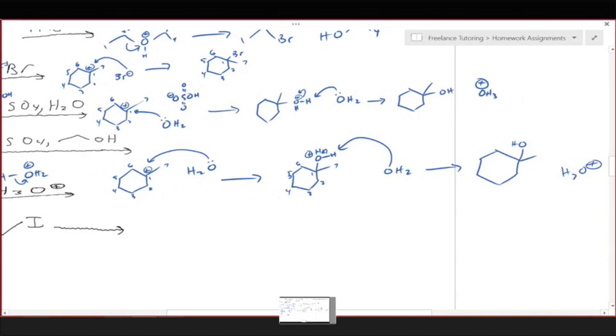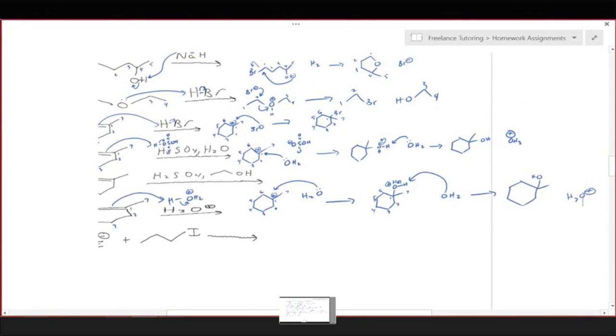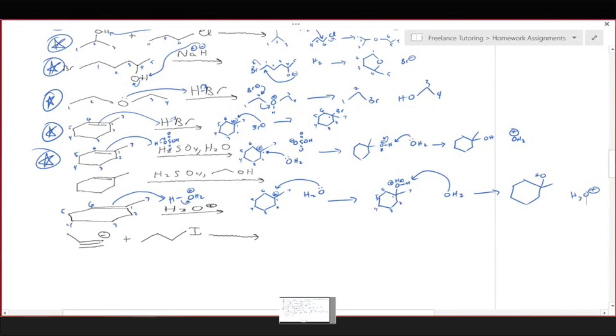Let's zoom out so we can see this whole reaction on the screen at one time. Okay, what's the name of H3O+? Hydronium. That's right, hydronium. That turns out to be a really important reagent in organic chemistry, so this is a good opportunity for us to discuss that in more detail.